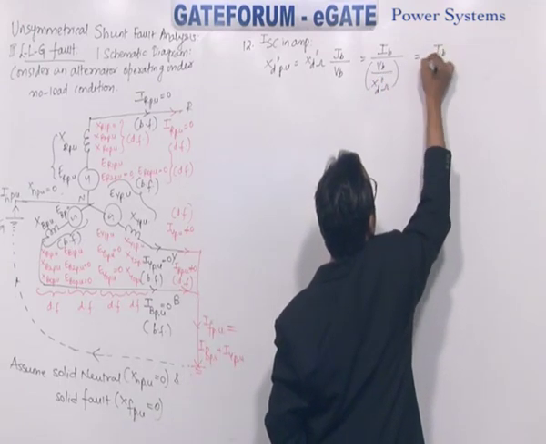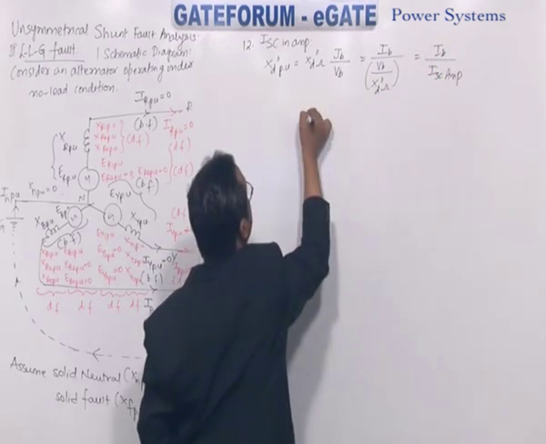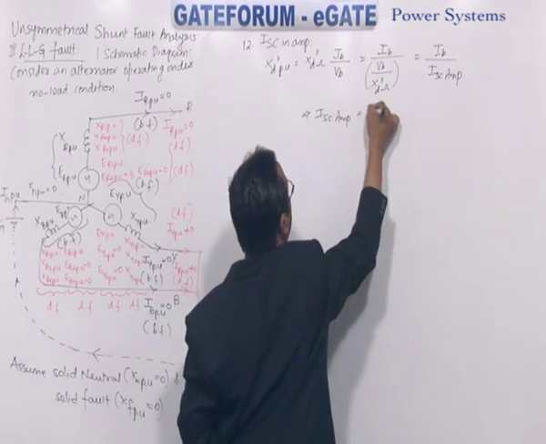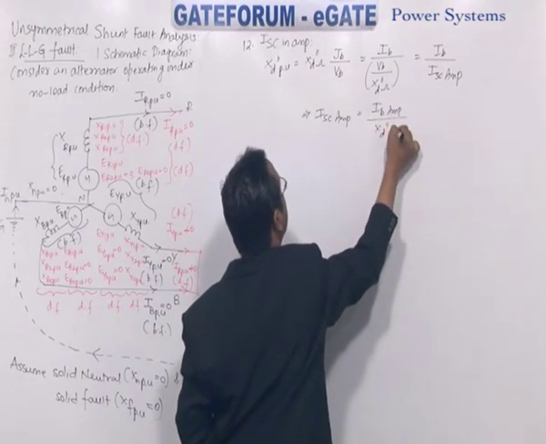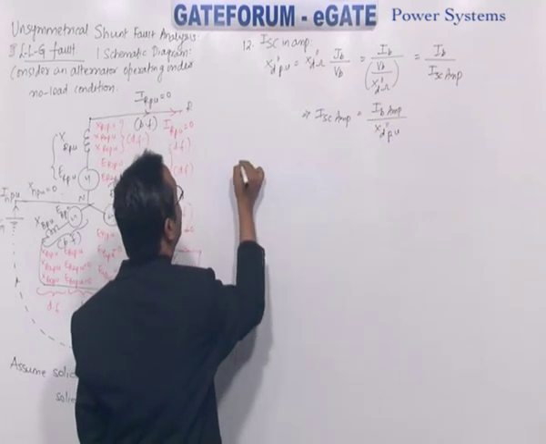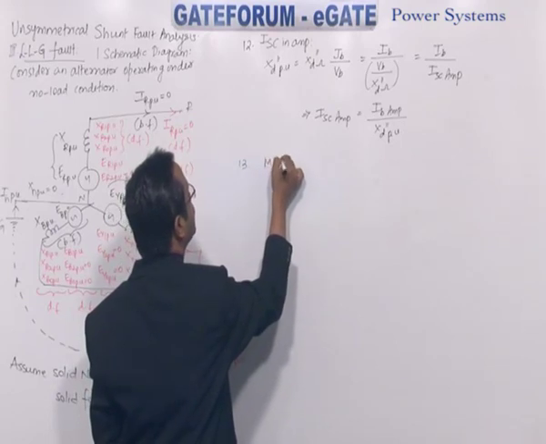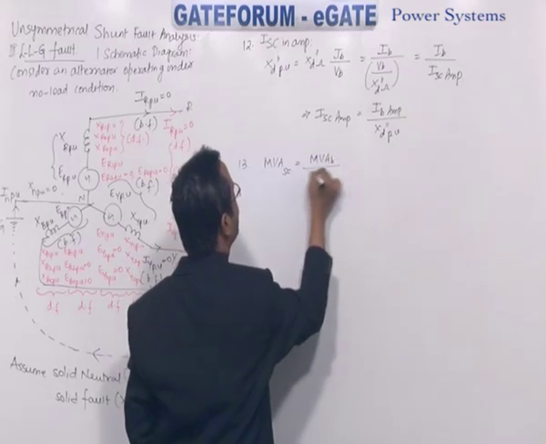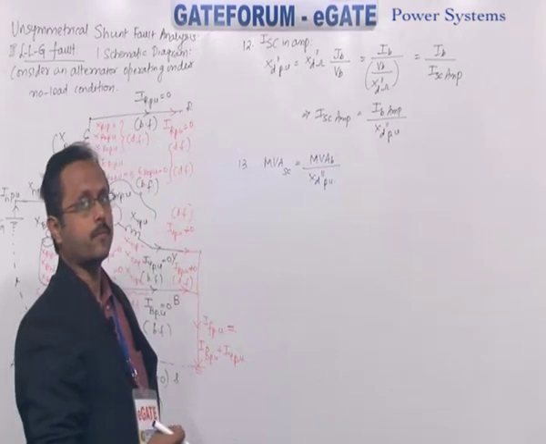So what is XD double dash denominator now? Short circuit current in amperes. The short circuit current in amperes is the base current in amperes by XD double dash per unit. And further, we can represent the short circuit MVA. How to write the short circuit MVA? Similarly, base MVA by XD double dash per unit.